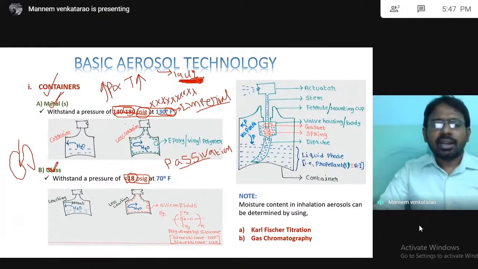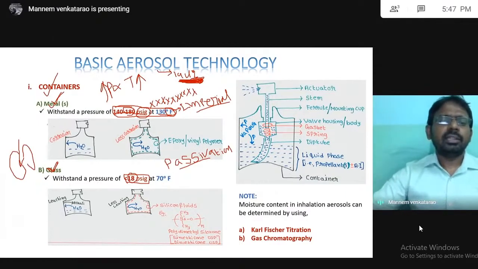If they do not ask about a metallic container, then immediately you choose 140 to 180, because out of these two, with any small knowledge, you can immediately prefer metal over glass for inhalation aerosol. Just metal only you can prefer. That's why, for an aerosol container, you can immediately imagine that it is a metal. Next, glass is used only for cosmetic purposes, like deodorants.